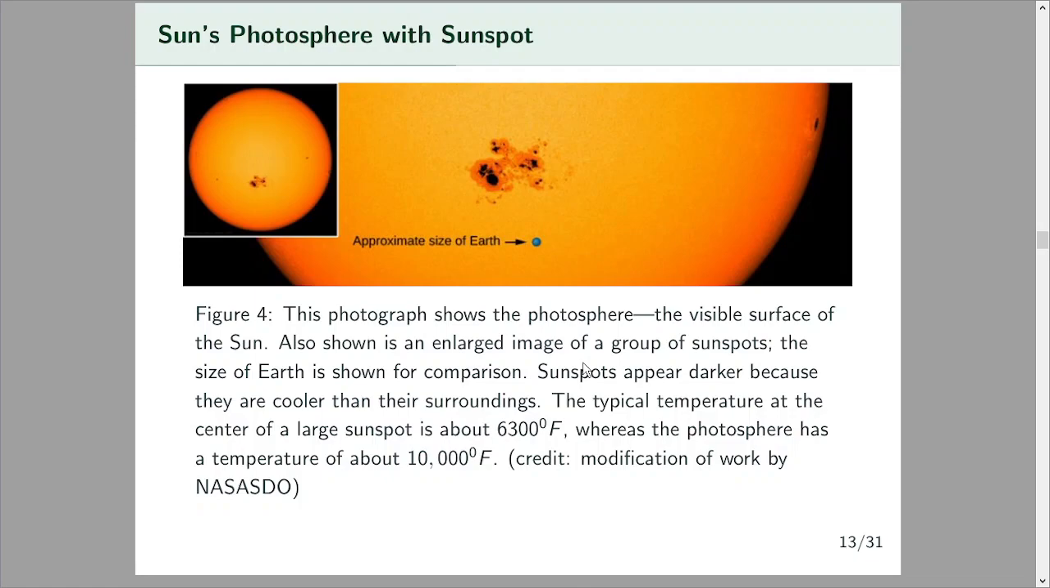This photograph shows the photosphere. It's the thing you just take a picture of if you take a visible light picture of the sun. Also shown is a group of sunspots and the Earth for size comparison.